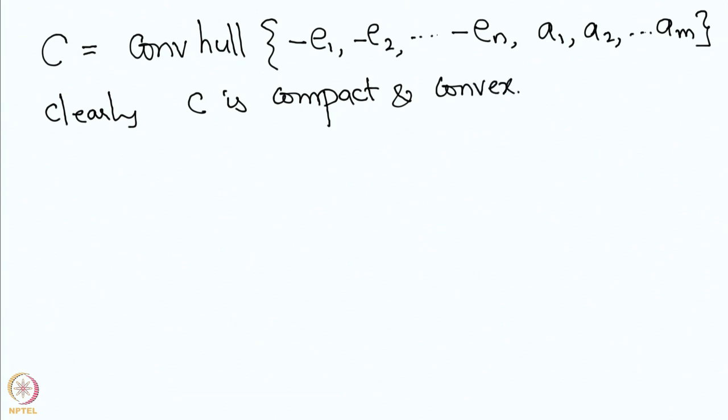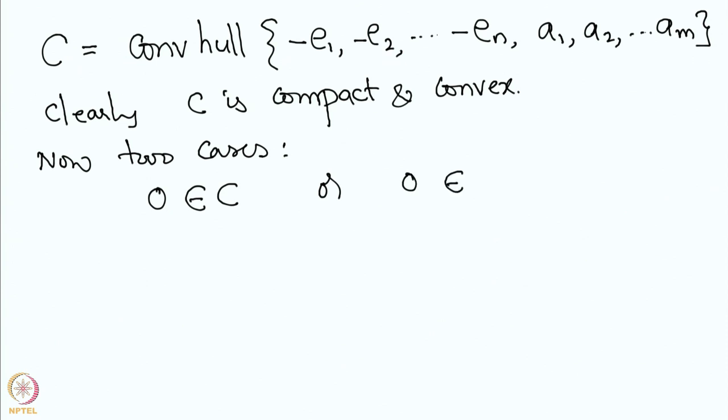Now, there are two cases. One is 0 belongs to C or 0 does not belong to C. So, either C will contain 0 or not. So, let us consider the case where 0 is in C. Let us look at this case.